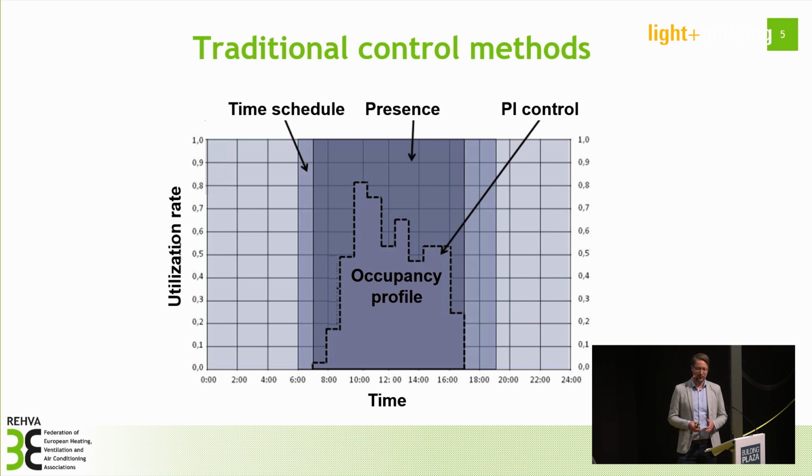And time schedules, one form of the on-off control, are for example used in the ventilation. We turn on the ventilation a bit before the first users come to the office.